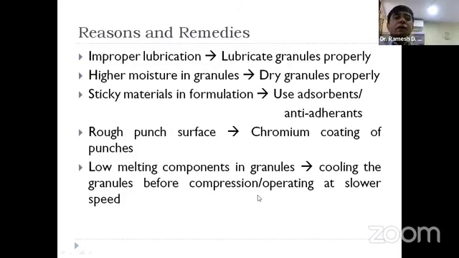And low melting components in the granules. Some API like ibuprofen, which are having low melting point. Some ingredients like PEG, if they are incorporated in the tablets, they are having low melting point. So if you are operating the machine at a very high speed, the material will melt and it will make the mass sticky. So we can reduce the speed, or we can use any cooling mechanism so that the melting will not take place.